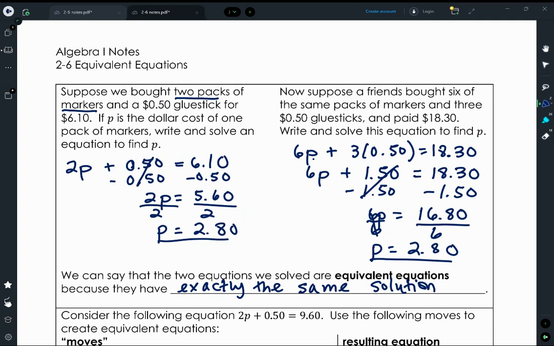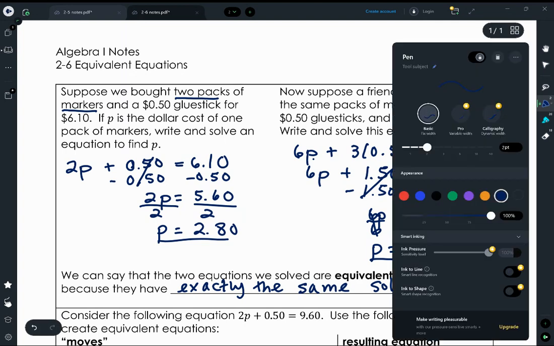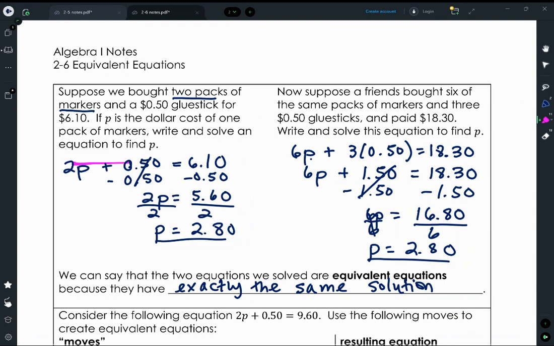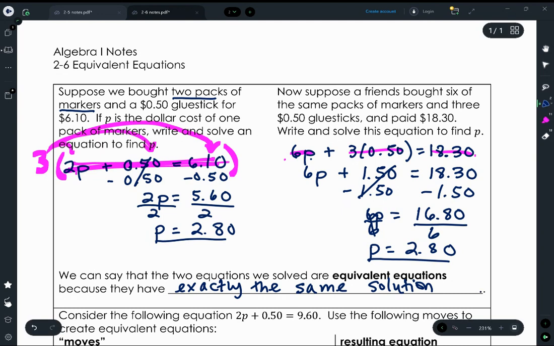And really, if I'm looking from one equation to the next, something that you might have noticed here is that if I was to take this whole equation here, so I'm trying to use my highlighter here, and I multiplied it by 3, I would get the second equation. So 3 times 2P makes 6P. 3 times the 50 cents, well, I have 3 times 50 cents here. And if I do 3 times $6.10, I get the $18.30. So one of these equations is really just a multiple of the other. So they are equivalent equations.